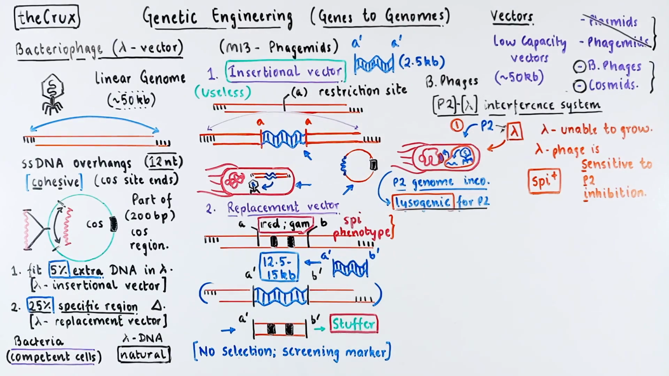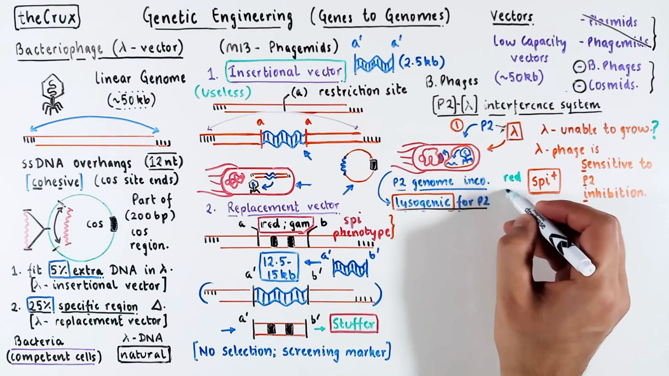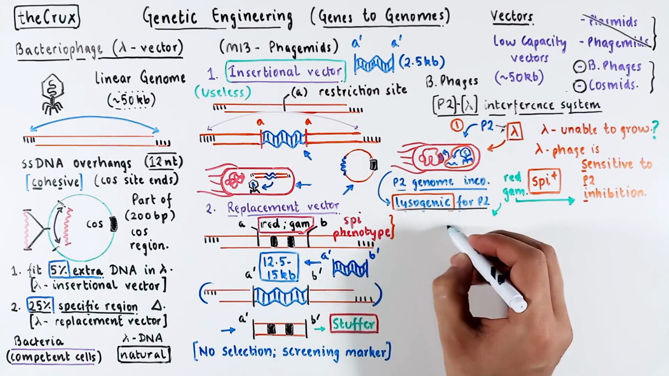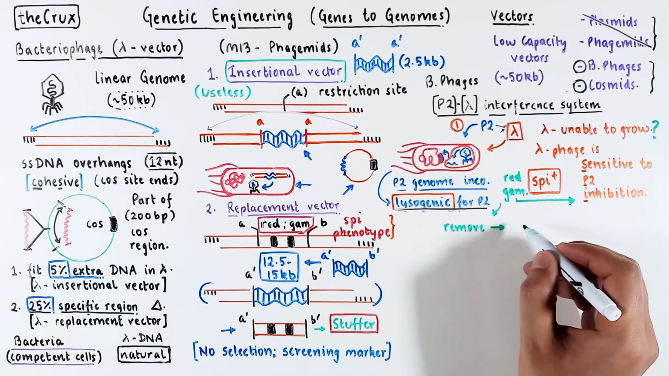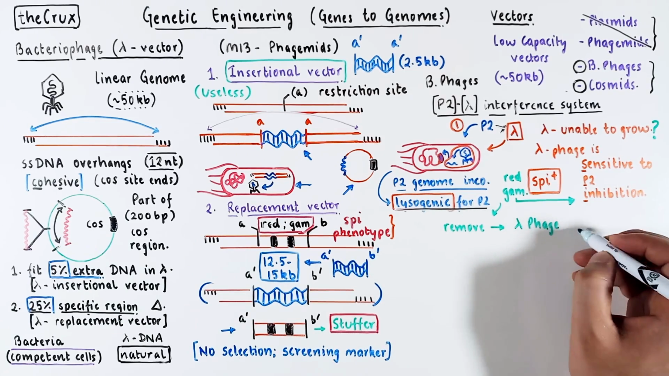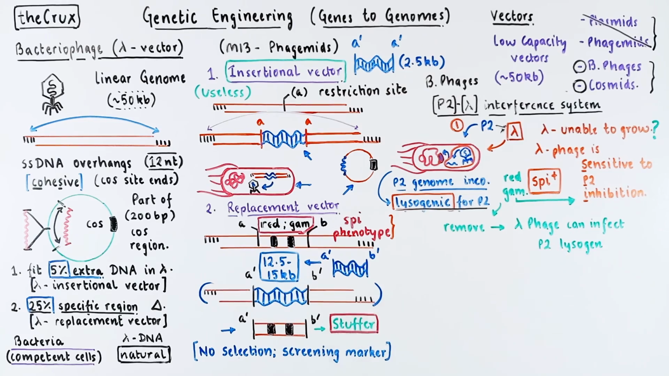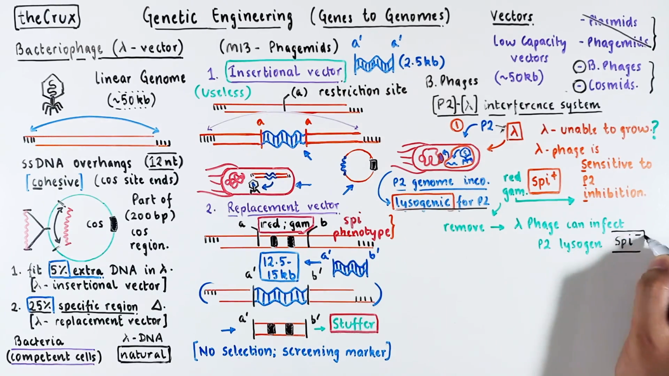This inability to grow, or sensitivity to P2, comes from the presence of red and gam genes. If you were to remove the red and gam genes, then the Lambda phage will be able to infect the P2 lysogen. If it can, it is no longer sensitive, and we call it the Sp negative phenotype.